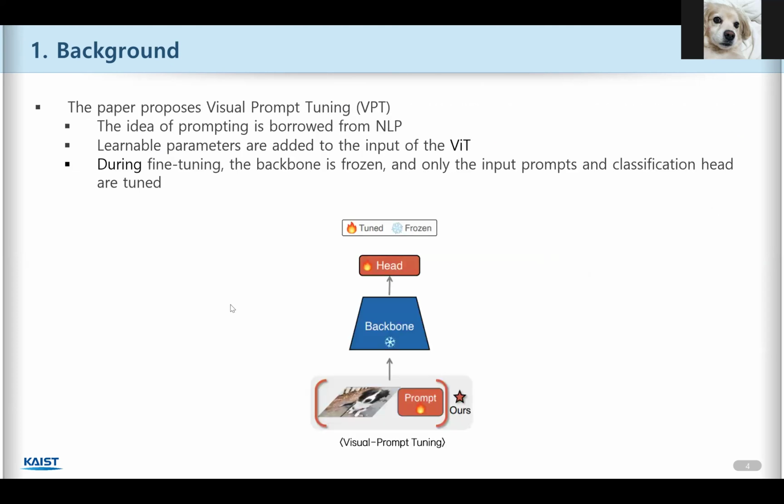To address this, the authors propose visual prompt tuning, which is VPT. The concept of prompt is borrowed from prompting in NLP, where trainable parameters are added to the input sequence of a transformer. In VPT, during fine-tuning, the transformer backbone is frozen and only the prompt and classification head are fine-tuned. This is illustrated in the figure below. Red indicates parameters being tuned, while blue indicates frozen parameters.